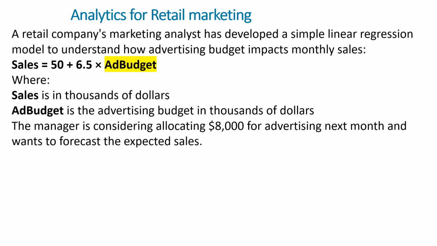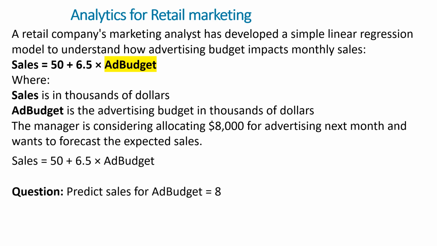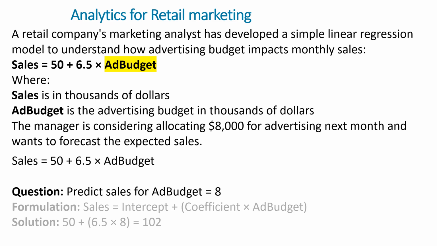Now, I have another example with retail marketing. This is the advertisement budget with the sales. The question is straightforward. You want to find the value: the manager is considering allocating 8,000 for advertisement next month and wants to forecast the expected sales. You just put this value in, and you can easily get the answer, a predicted value. So this is the solution.